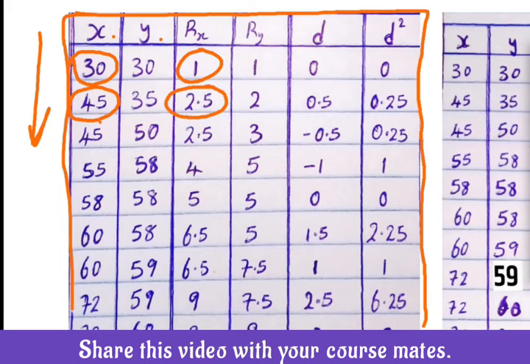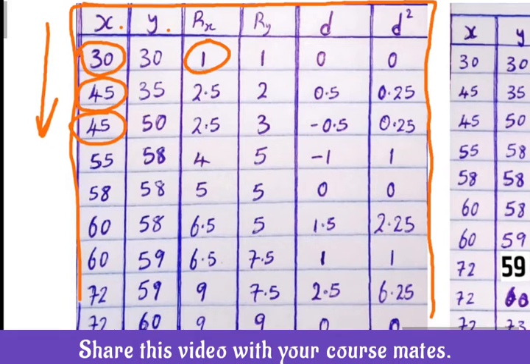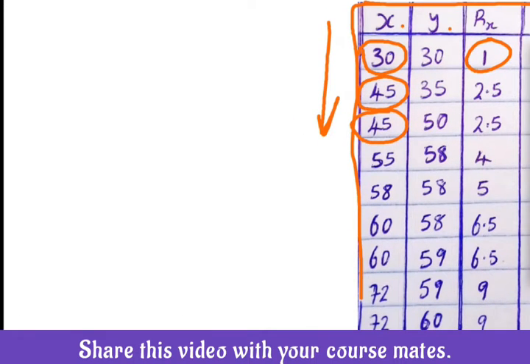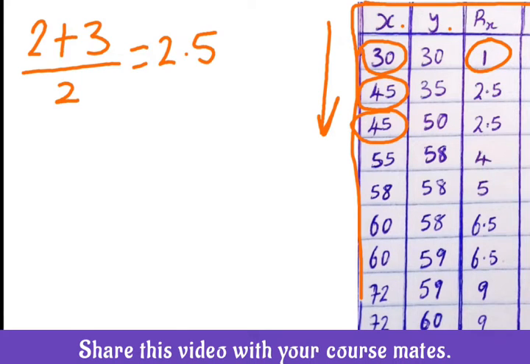But wait, 45 is occurring twice. So we can't just assign rank 2. This 45 occurring twice shows that there is a repetition of rank. When there is a repetition of rank, you say the first 45 was supposed to take rank 2, then the second one will take rank 3. So we add both of them and find the average: 2 plus 3 divided by the number of elements, which is 2. That will give us 2.5. So 2.5 is the rank assigned to both 45 scores.